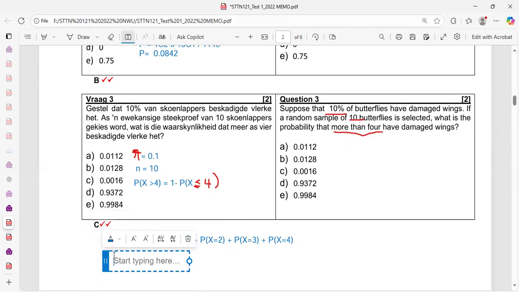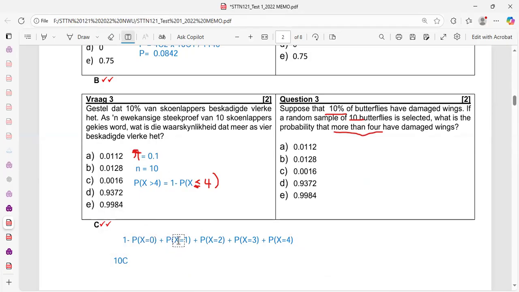Let me just do it separately. Let's start with the one where x is equal to 0. It's n combination k. What is the value of n? 10. 10 combination k. What is the value of k in this case? It's going to be 0.